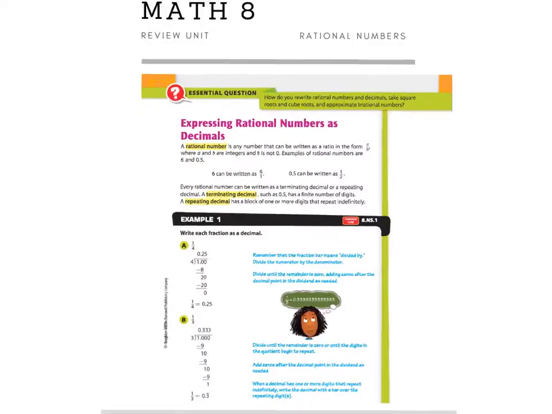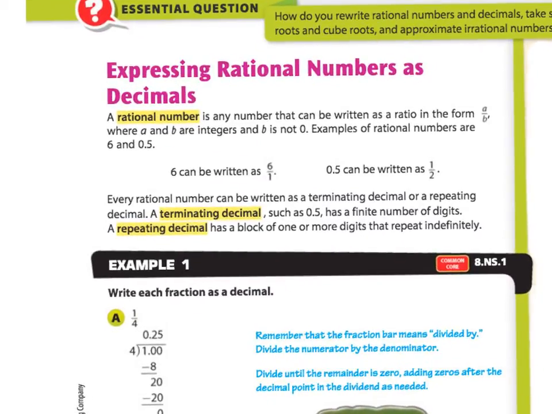So if we start, this is where we get to see rational numbers again. Remember, a rational number is anything that can be written as a fraction. Remember from 6th grade, a fraction is a ratio, hence the word rational. Both a and b have to be integers and the denominator can't be 0. Here are some examples. 6 can be written as 6 over 1. 0.5 can be written as 1/2.